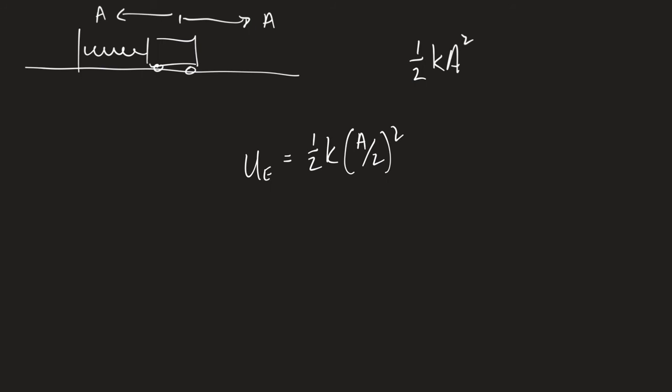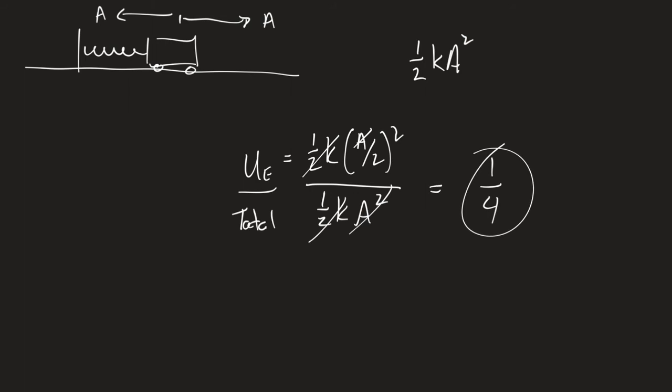And they want the fraction compared to the total. So I divide this by the total, 1/2 k A squared. And we're to take a look at this fraction. So the 1/2 k cancels out. The A squared and the A squared cancels out. And I am left with 1/4. So 1/4 of the energy is elastic potential energy.